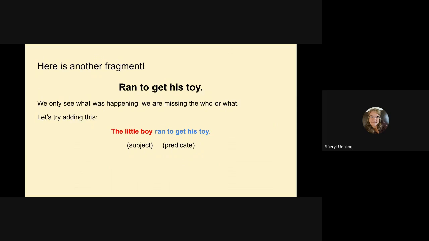Here's another fragment. Ran to get his toy. So if your child writes something like that, we're only seeing what was happening. We're missing the who or what. We could add something like, the little boy ran to get his toy. So you can see where the subject and the predicate are very important pieces to sentence writing.